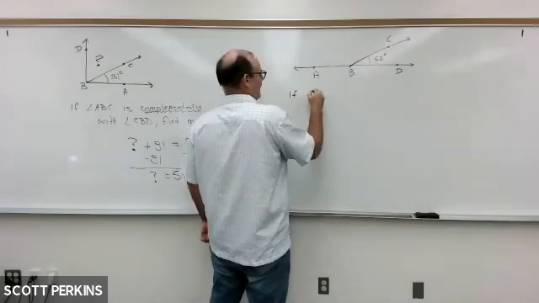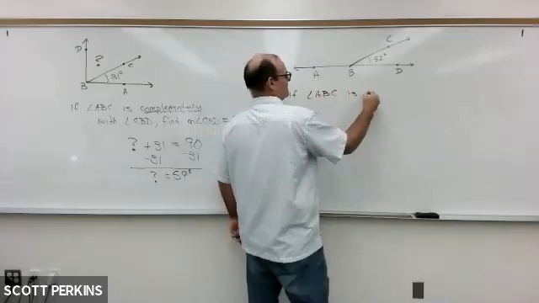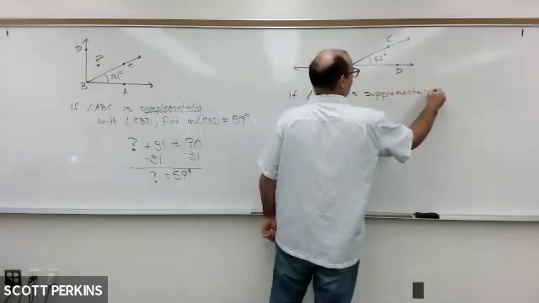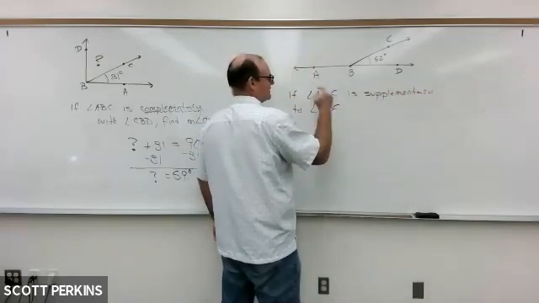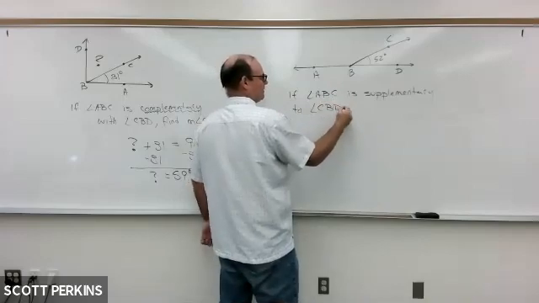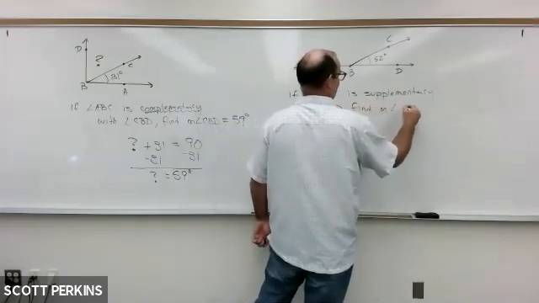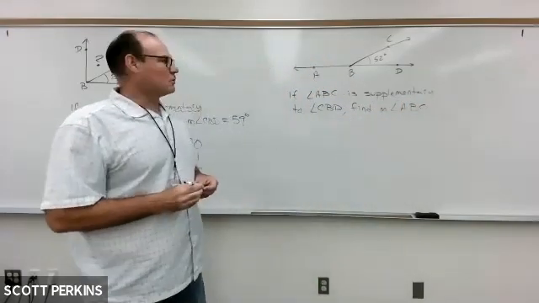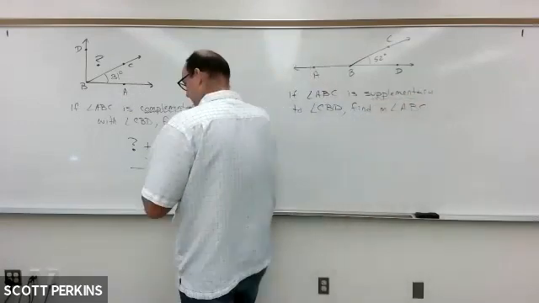If angle ABC is supplementary to angle CBD, so it looks very similar to the last one, find the measure of angle ABC. Same sort of thing, only this time I've told you they're supplementary instead of complementary.